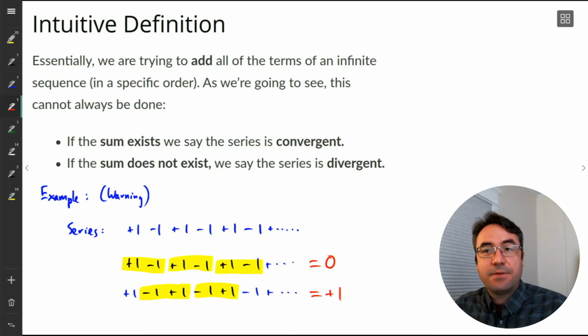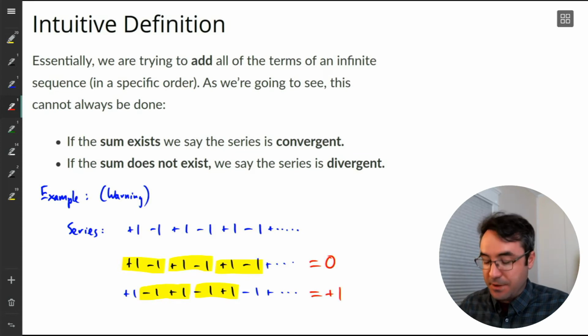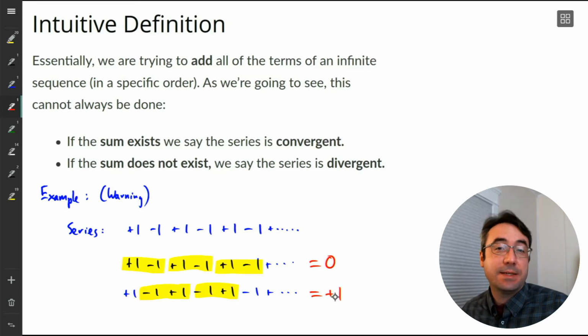So it looks like if I were trying to add up all these terms, if I were to think of it like this, I would end up with positive 1. So there's something wrong here, because if the sum did exist, we shouldn't be able to add it up two different ways and get two different results. So there's something fundamentally wrong with what we're doing here.